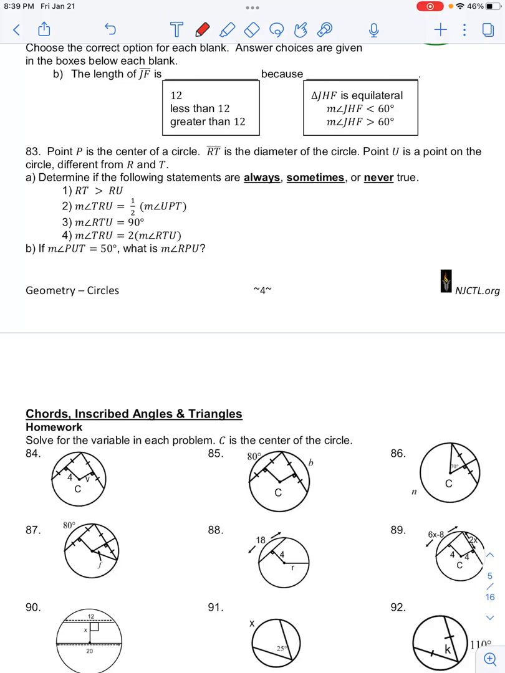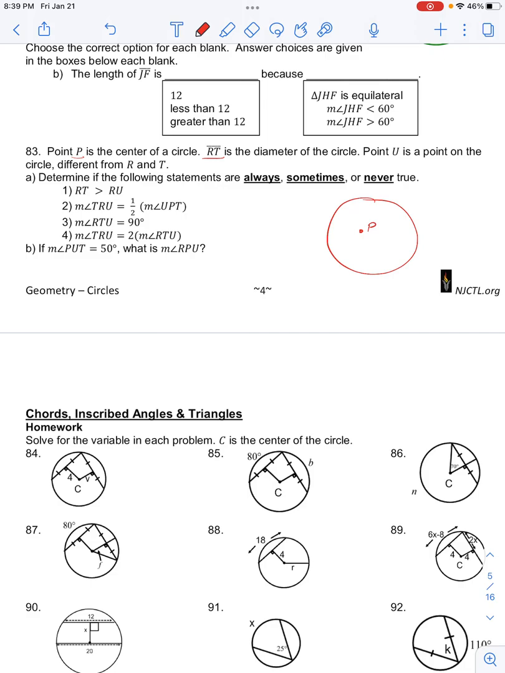Number 83 in your classwork for circles asks you to determine which of the following statements are always, sometimes, or never true. So we're given a scenario laid out. We have a circle with a center of P. So we're just going to draw this scenario over here. So we have P at the center. Then RT is a diameter.